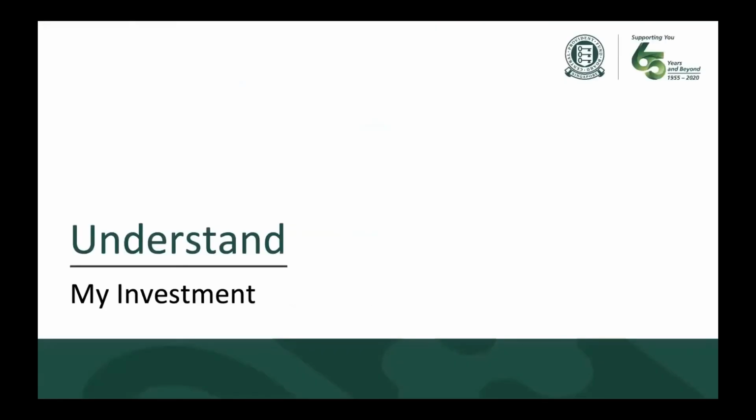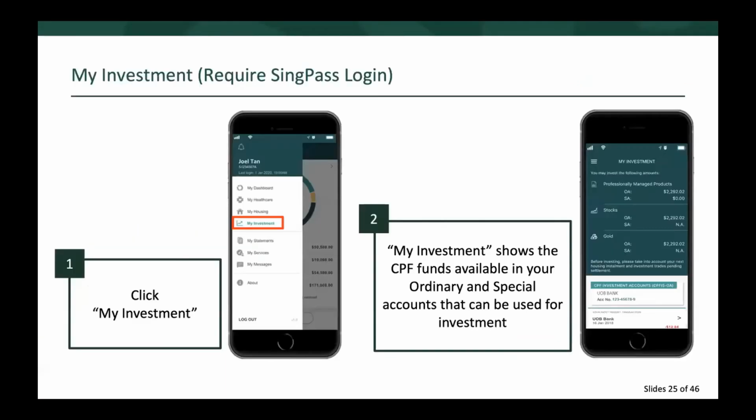The next section will be investment. Some of us use CPF to invest in other products. Similarly, you go to the top left corner where you have the menu button, you click on it, and you will see the My Investment tab. Click on that, and it will show you, out of all the CPF fund that you have in your ordinary and special account, how much can be used for investment, and what kind of investment you can do, like professionally managed products, or you can invest in stocks or gold. In this example, in the screenshot on the right, we can see that this particular person has a CPF investment account with UOB Bank.